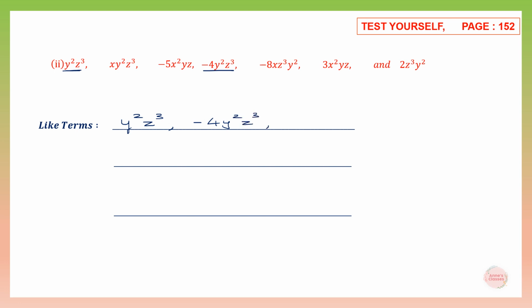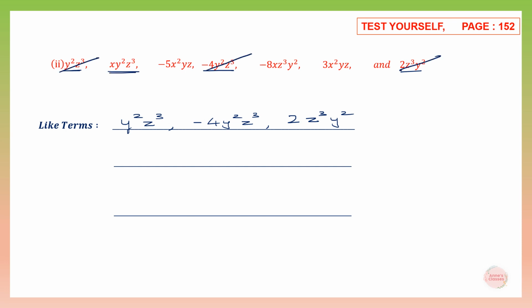Again look out and see, here we have an x, so let's not count it. Here also we have an x, let's not count it. Here also we have y square and z cube, that means this also will come here. So let's write that, 2z cube y square. Even if the order is different, they are like terms. Okay. So let's go to the next one. This we have finished, so let's cross it out so it makes it easier for us.